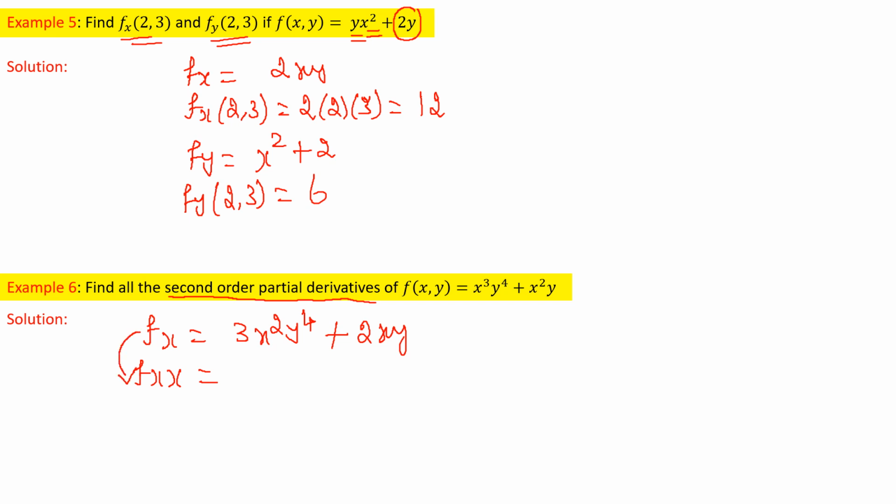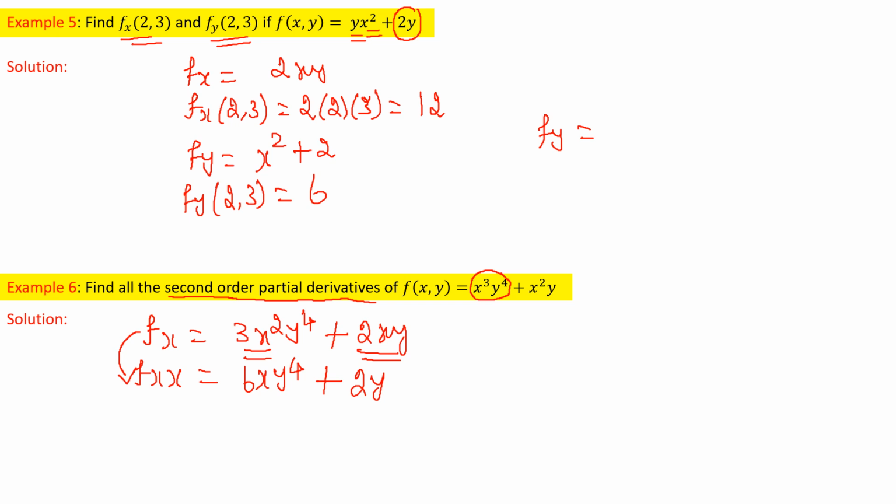So here this will become 6x, y power 4 is constant. Derivative of 2xy with respect to x will be 2y. Then I have to find fy. So fy means first we differentiate this with respect to y.